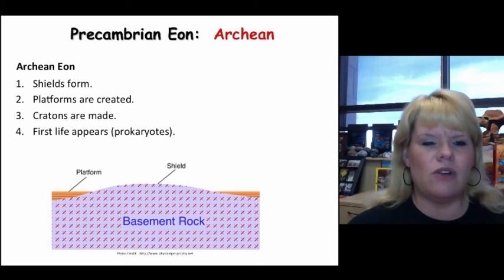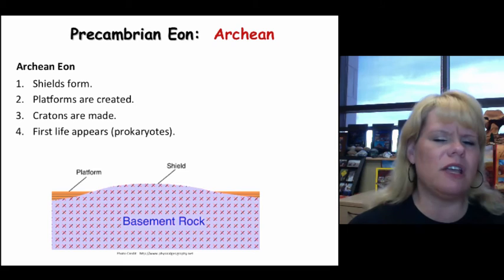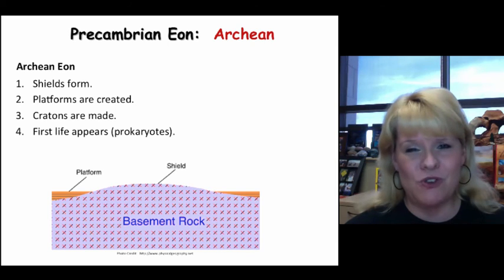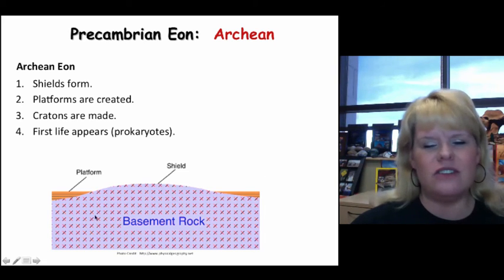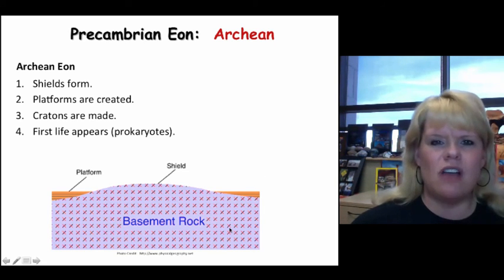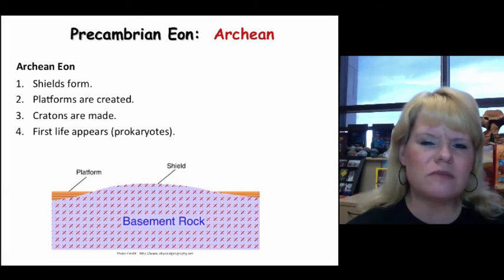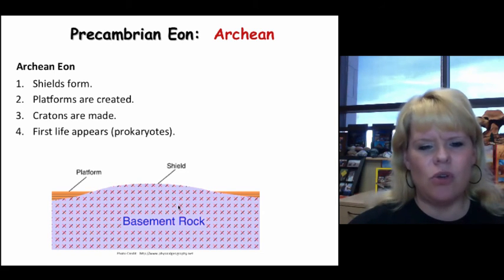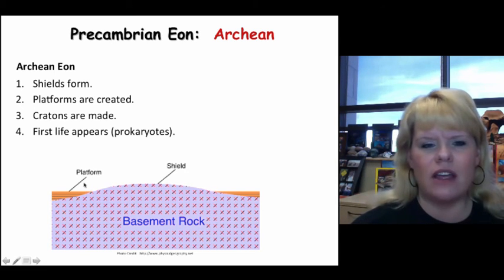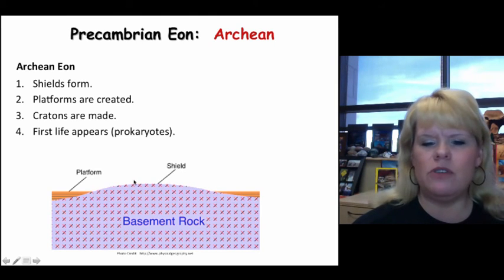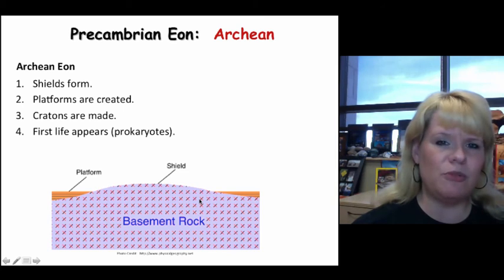We have some pretty good rock record of them, and some important events occur during the Archean. The first is the shield rocks form, and we'll talk more about what those are in just a minute. The shield essentially is the basement rock. This is the initial material of the continents, in other words. It's the cores of continents, the oldest material. The platforms are those Precambrian rocks that get covered by sedimentary rocks. In other words, they are the rocks that cover the shield, so the shield is buried beneath them. Sometimes the shield is actually exposed at the surface where you can see Precambrian rock.